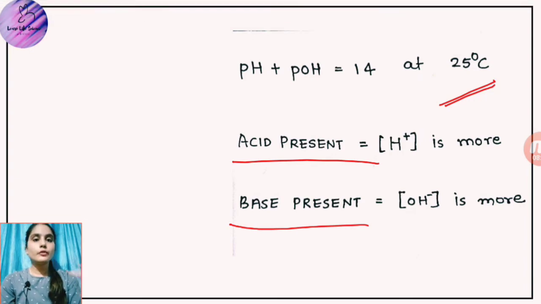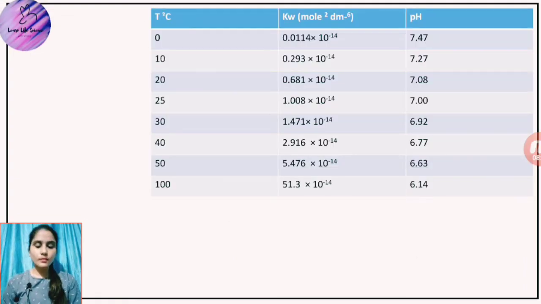Okay, now moving next. I have mentioned here the changes in pH that occur with respect to temperature changes. For example, you can see here at 25 degrees, the pH of water is 7, and its ionic product is 1 into 10 raised to minus 14, as we have already seen.